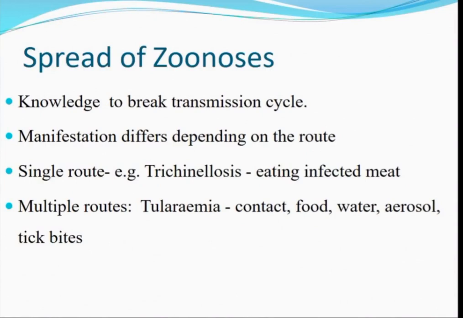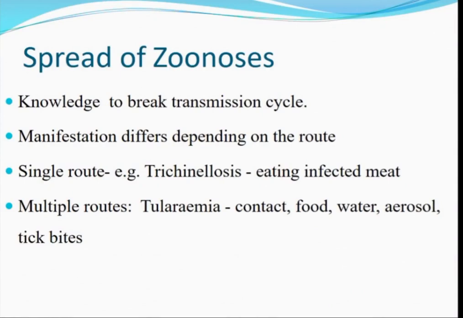So how can we prevent the spread of such zoonoses? It is very important that you know how a zoonosis occurs, the mode of transmission, and the mode of entry of the disease. The mode of entry can be a single point, as in trichinellosis, where you have to ingest the meat, or there can be multiple points of entry, as in tularemia, where you or the animal can get the infection from contact, food, water, aerosol, etc.